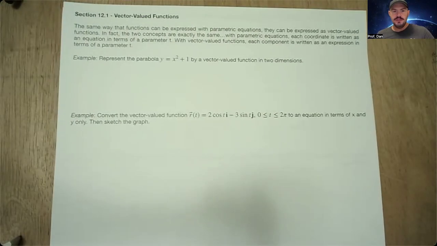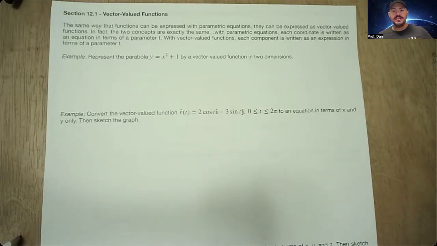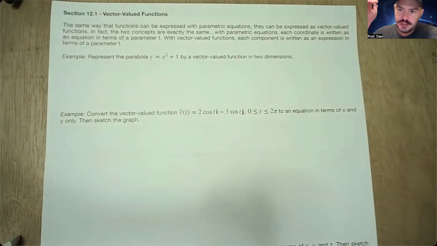Chapter 12. We're going to be looking at some vector valued functions now. Starting off with our first section, which just introduces you to the idea of what a vector valued function is. So, in Cal 2, you learned about parametric equations, right?